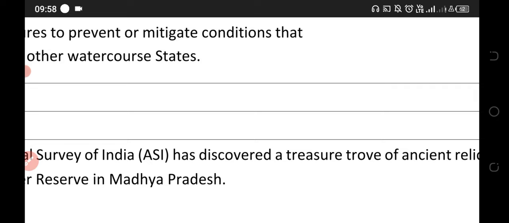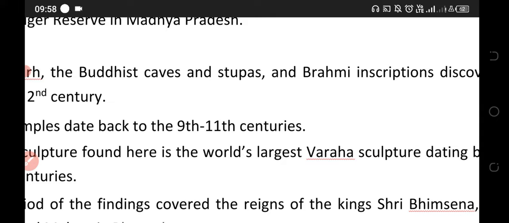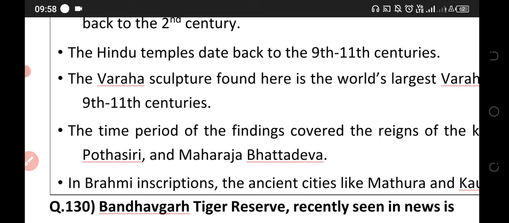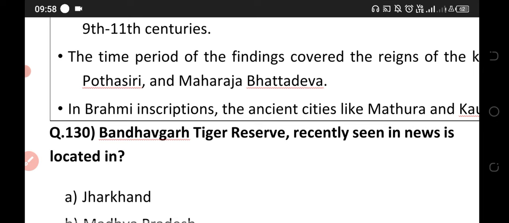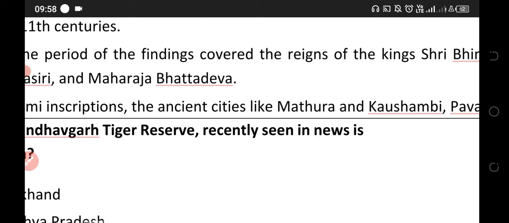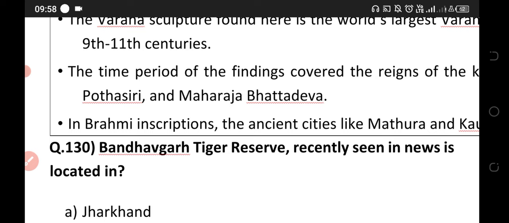In Bandhavgarh, Buddhist caves and stupas and Brahmi inscriptions dating back to the 2nd century were discovered, and Hindu temples date back to the 9th to 11th century. The Varaha sculpture found here is the world's largest Varaha sculpture, dating back to the 9th to 11th century. The time period of the findings covered the reigns of King Sri Bhimsena, Maharaj Kotasiri and Maharaj Bhattadeva. In the Brahmi inscription, ancient cities like Mathura, Kosambi and Prabhatava are mentioned.